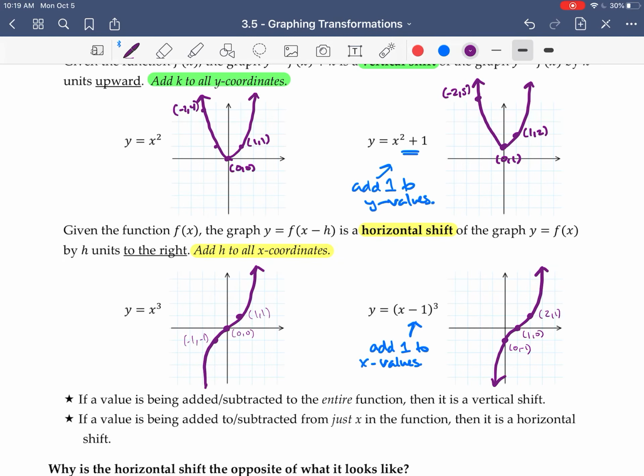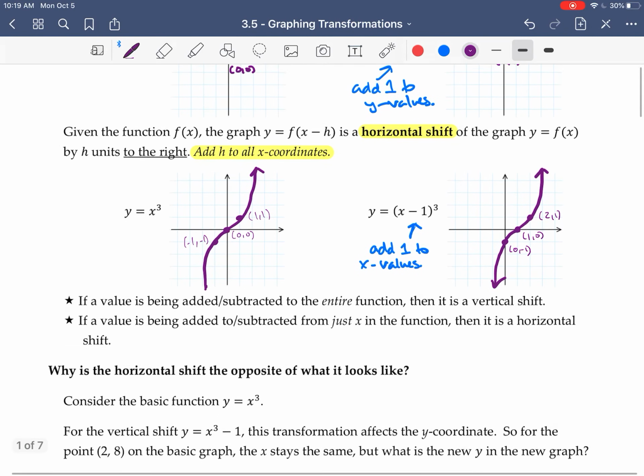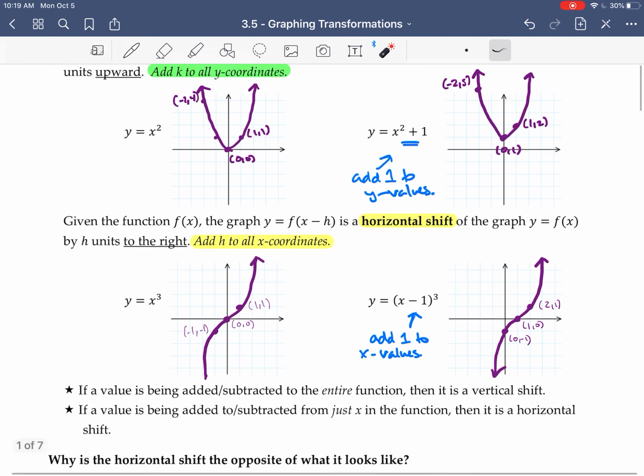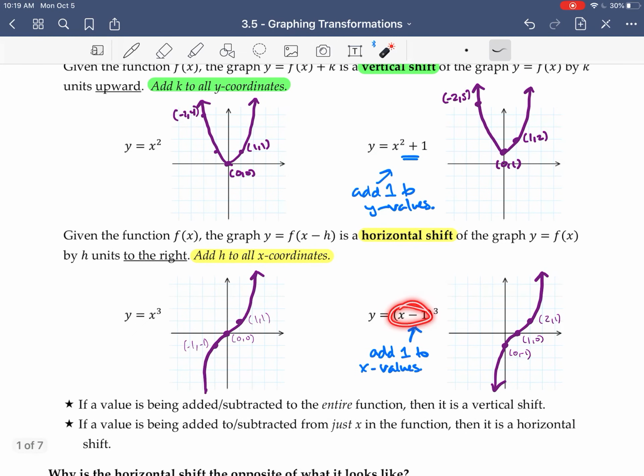Now, just a reminder: if your value is being added to the entire function, that's when you get a vertical shift. If it's being added to the x value, that's when you get the horizontal shift. Notice here the -1 is with the x, but here the +1 is on the outside.